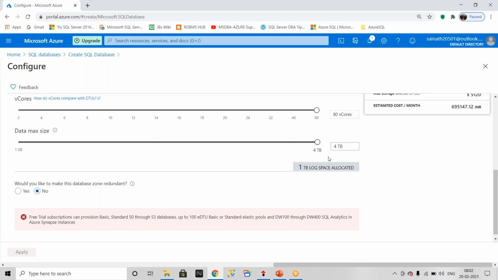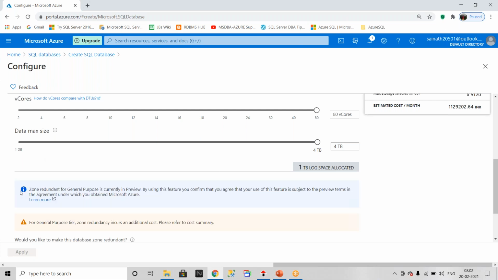Clear? Not clear? Okay. And one more thing, sir. Would you like to make this database zone redundant? Yes, it's still under preview, sir. In general purpose, we don't have any redundancy.